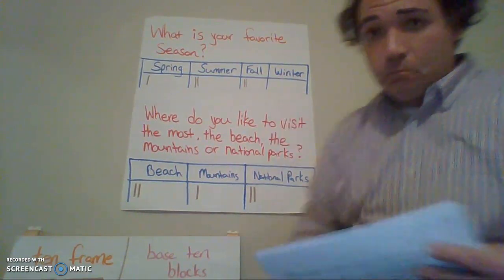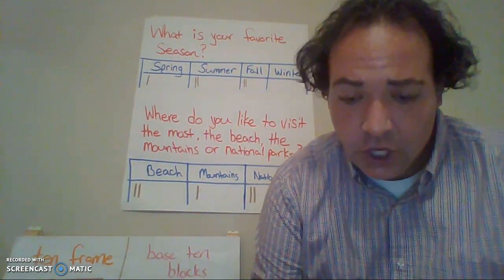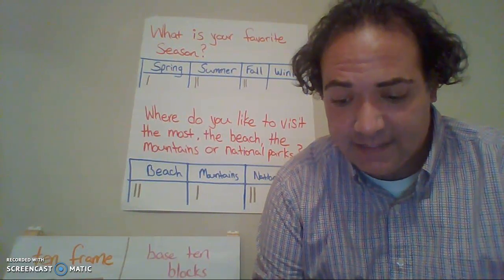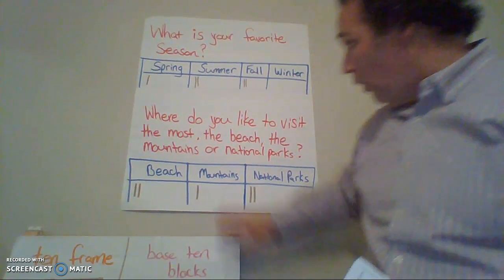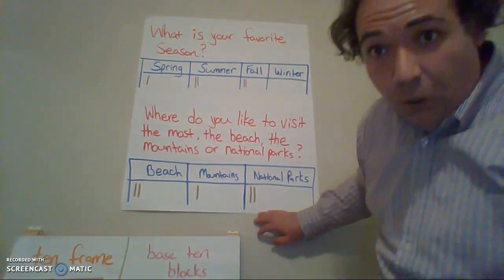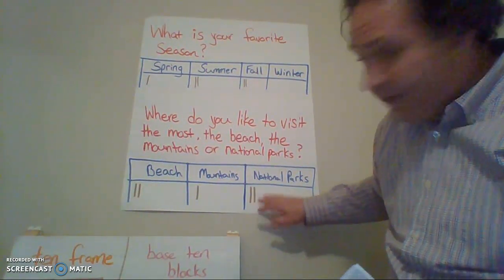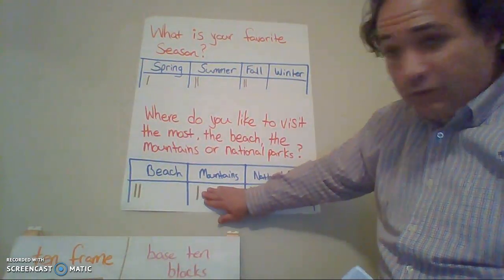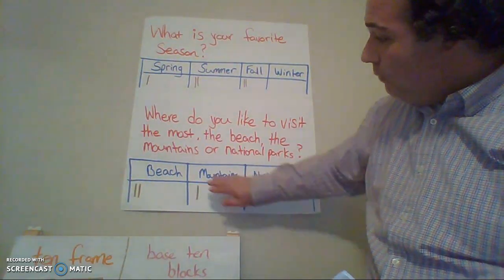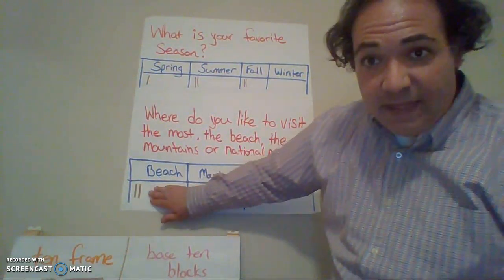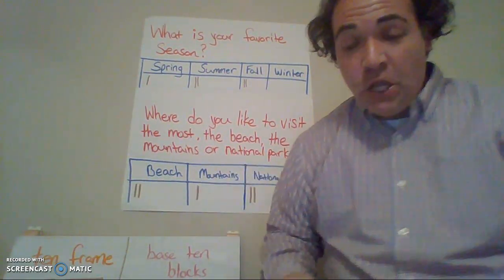Then you're going to write this sentence. Fewer people like to visit the blank than they like to visit the blank. So on mine, fewer people that I surveyed like the mountains than like national parks. Fewer people like the mountains than the beach. You're going to do that.